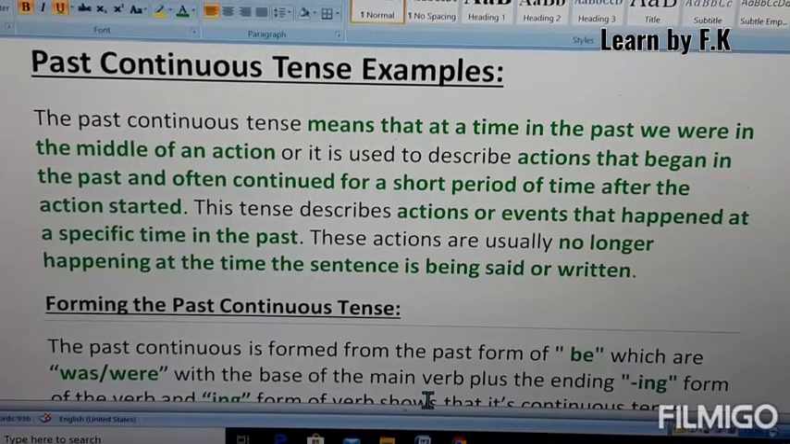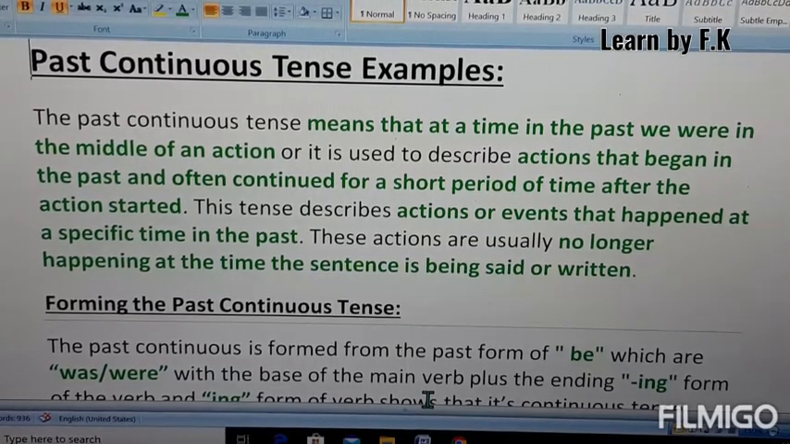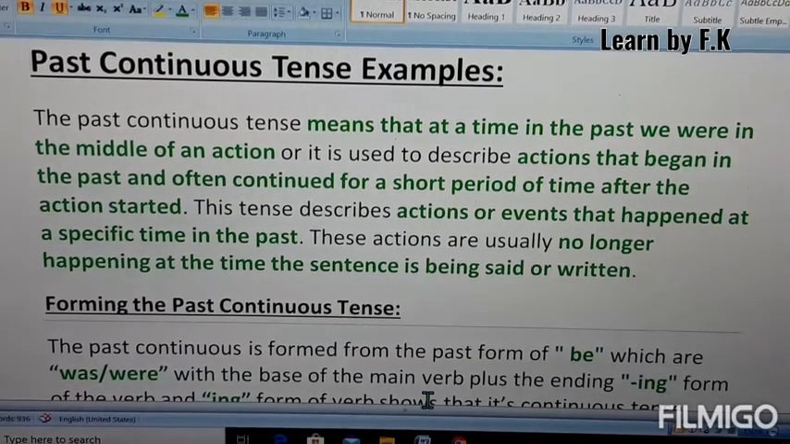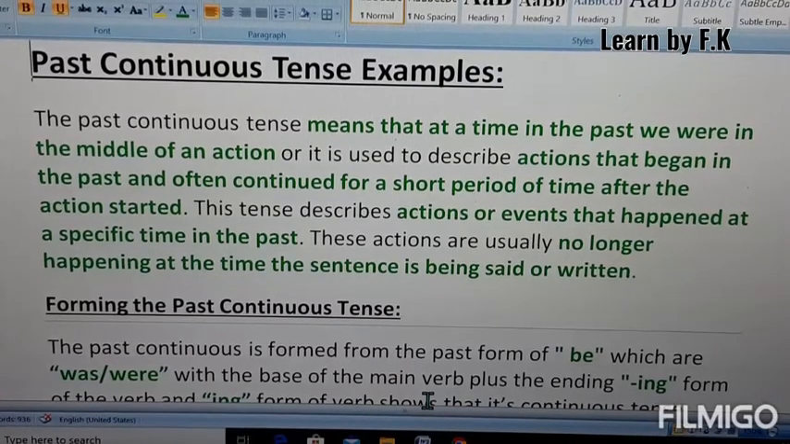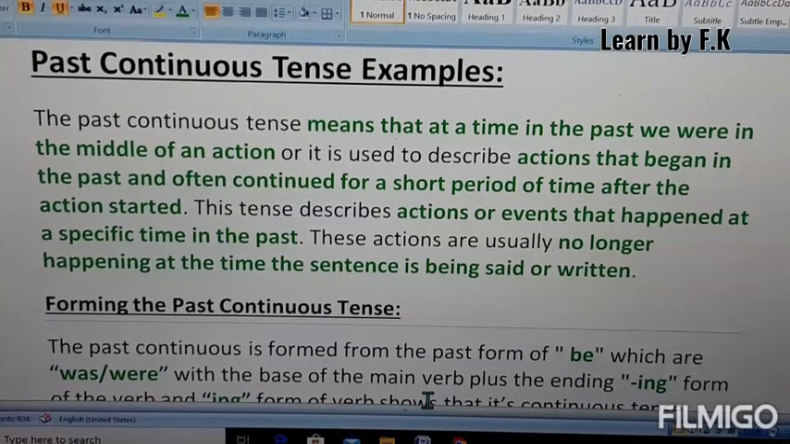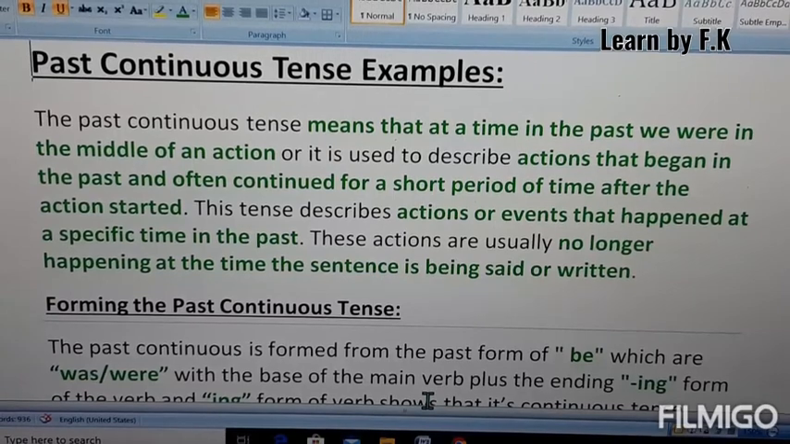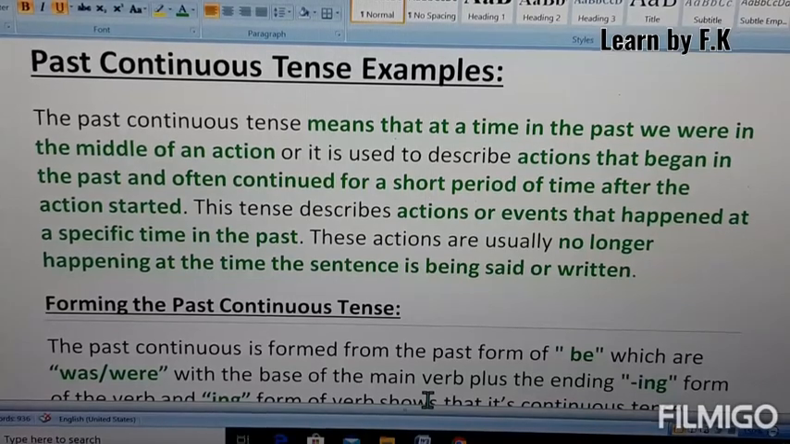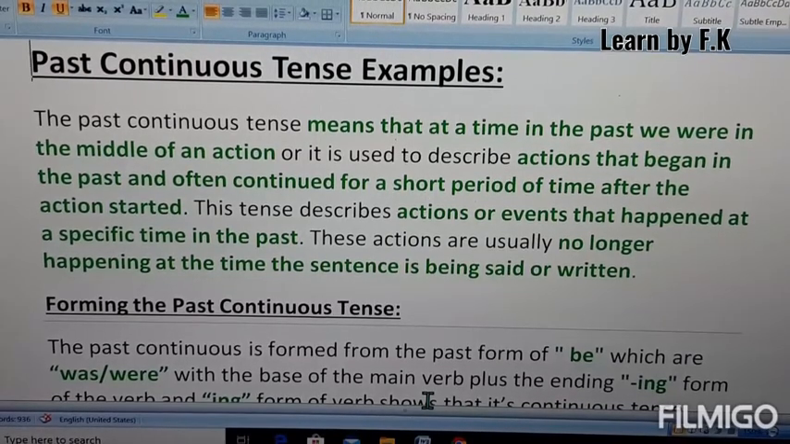So past continuous tense means that an action started in the past and continued, but not for a long period, and when we are talking or writing about it, it was no longer happening at that time. And the third thing is that a specific time period might be given in the past continuous tense.